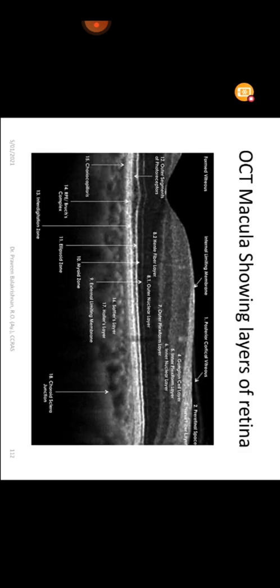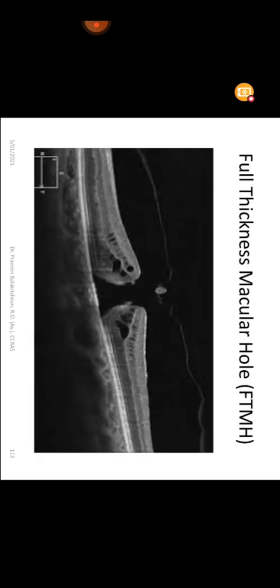You can see this for the people who are interested. You can see the layers of the retina on OCT. I've just put this in, and based upon the layers of the retina, the diagnosis can be made. Grossly, I'll give you some idea. See, you can see there is a discontinuation of the retina.